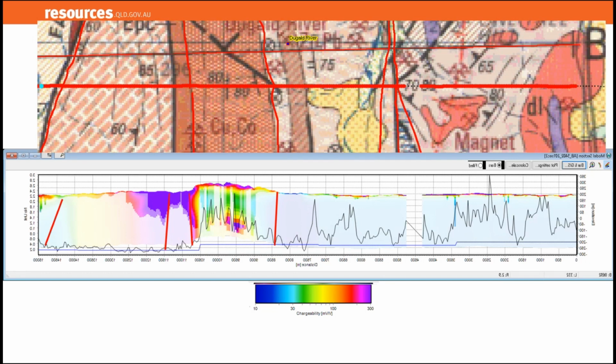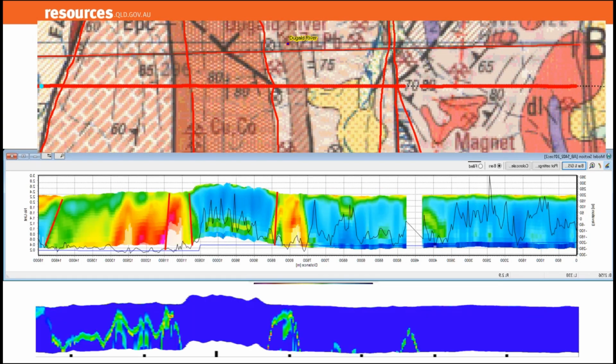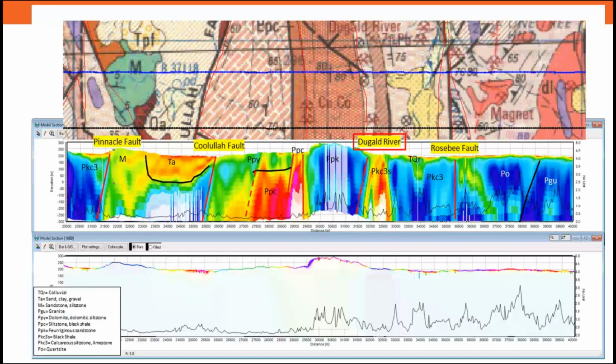It's important to know that it's not a pure IP response. We're charging it for microseconds. We're not charging it for a long period of time like you would in a standard IP survey. So it's very quickly charged and discharged. And that's just a comparison between the CDI and the inversion produced by Imago. Again, just another line with some interpretation of some of those features from the map brought down into the profile.